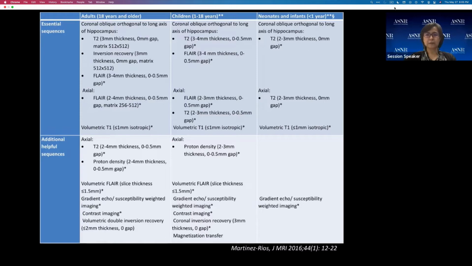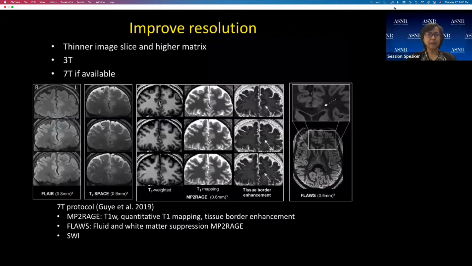For neonates and infants, we recommend doing T1 weighted imaging and high-resolution T2 weighted imaging. FLAIR and proton density are not recommended because of myelin immaturity. You can also do higher resolution imaging by using thinner slices and higher matrix and doing the scan on 3T. If available, 7T is recommended.